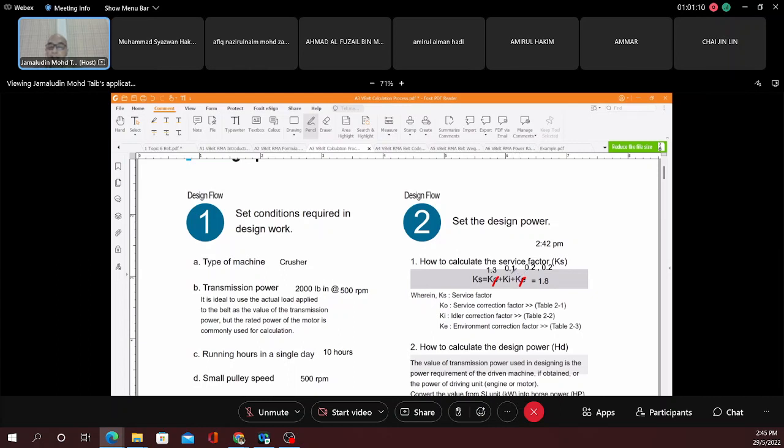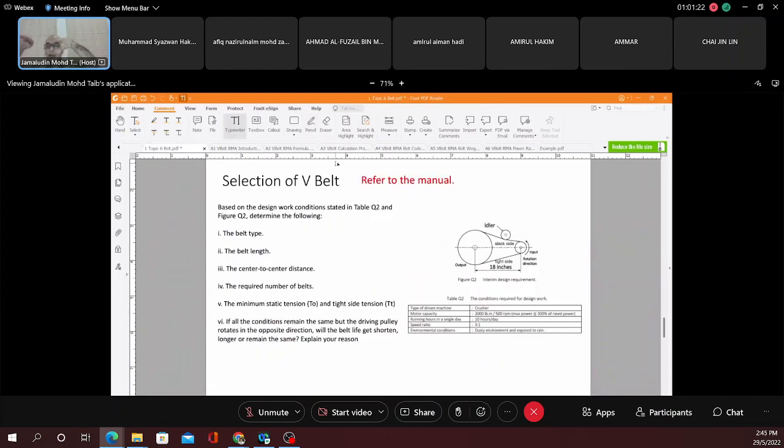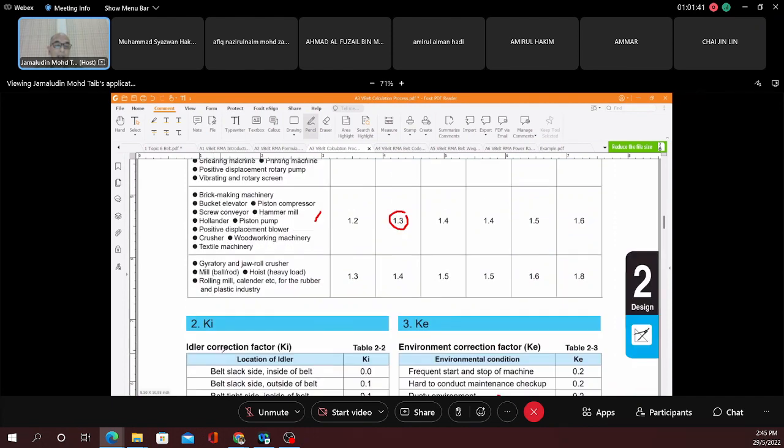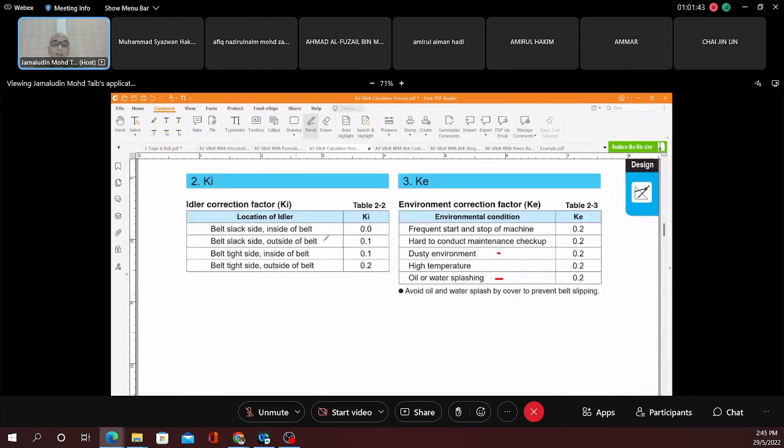For only the KI, you have to understand where the tight side and the slack side are. If you don't understand that, take a rubber band and try to rotate it in the same way. What's going to happen? This side is going to be very tight, and this one goes a bit down. That means this is the slack side and this is the tight side, meaning the idler is on the slack side, outside. Slack side and outside: 0.1.